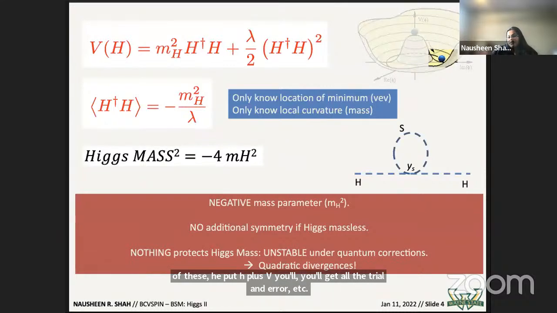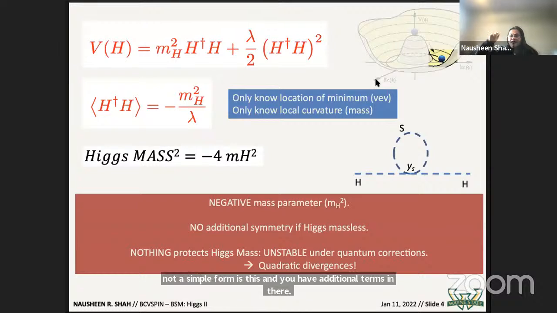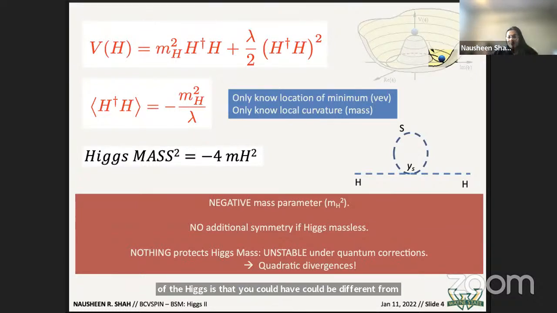interactions in there. And that is something that we are trying to understand and look for, because again, we only actually know this little part of the story. These additional interactions that you may have could tell you about other stuff that's happening, because imagine that this is not as simple a form as this, and you have additional terms in there. Then the self-interactions of the Higgs could be different from what is dictated by just this. So that is an open question, and we're trying to nail that down.